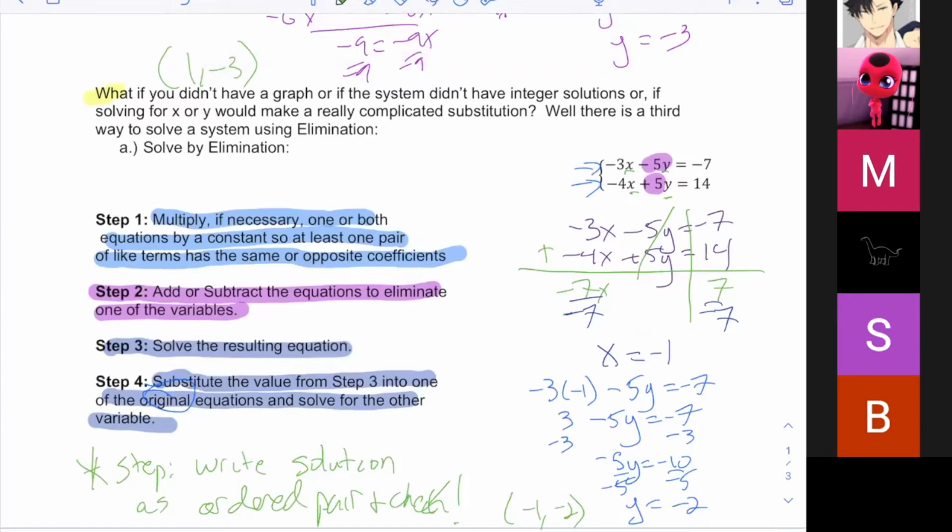And now I do a mental check. So negative 3 comes over 1. It's positive 3, positive 3, minus, oh, it's positive 2. See, that's why we do the check. Negative 5 times 2 is negative 10. 3 minus 10 is negative 7. That works. Negative 4 times negative 1 is positive 4, plus 10 is 14. That works. So yes, this is the solution.